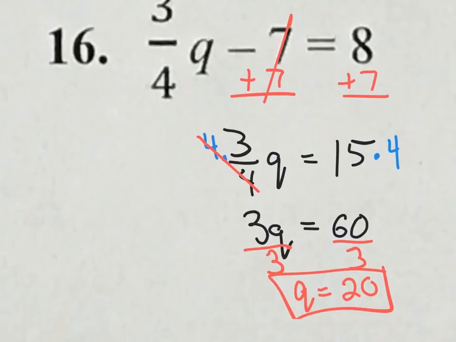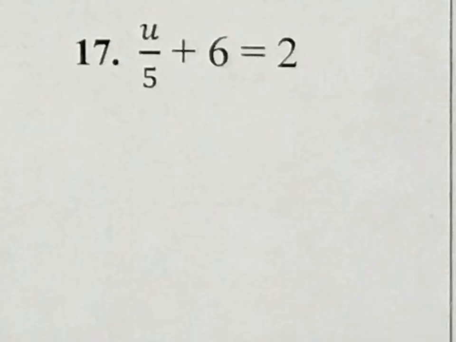Let's move on to number 17. Once again, the variable is on the left side of the equal sign. It's not by itself. There's a divided by 5 and a plus 6. A lot of people want to get rid of the fraction first, but it's really easiest to get rid of this loner, the bum at the corner. The plus 6, it's really easy to get rid of.